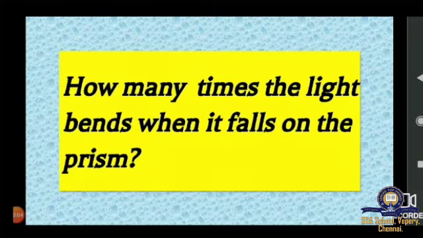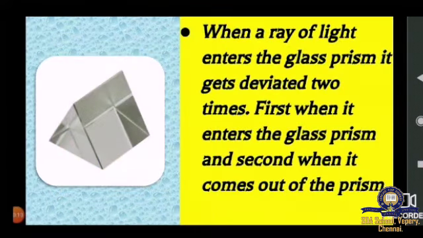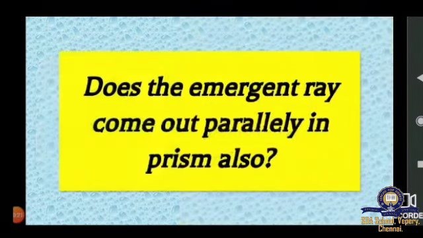How many times does the light ray bend when it falls on the prism? It bends 2 times. When a ray of light enters the glass prism, it gets deviated 2 times. First, when it enters the glass prism, and second, when it comes out of the prism.